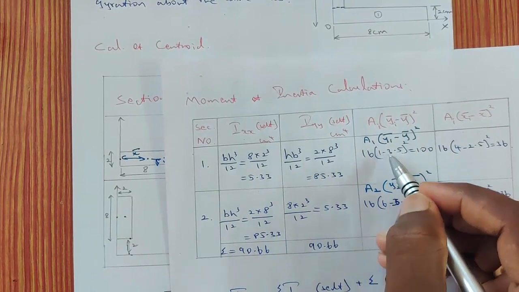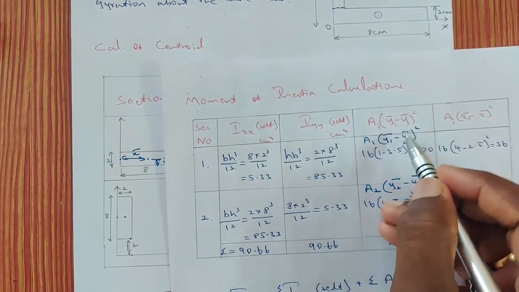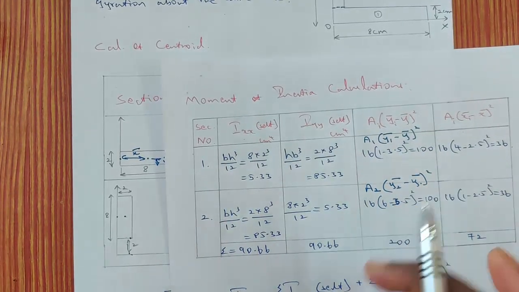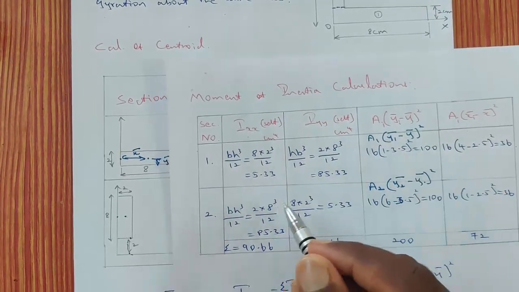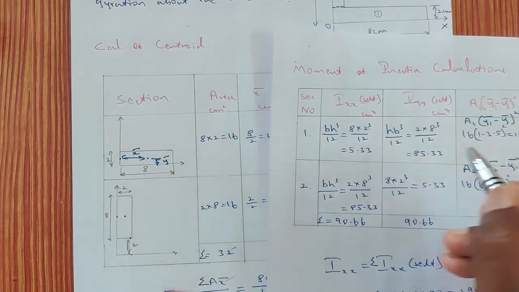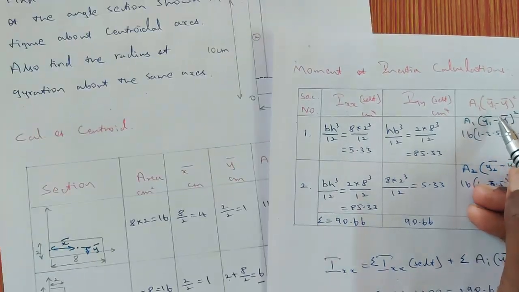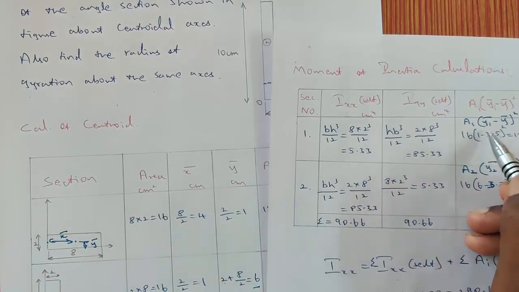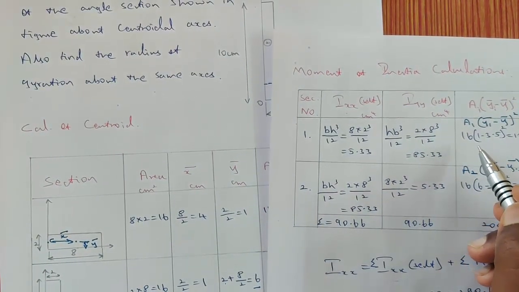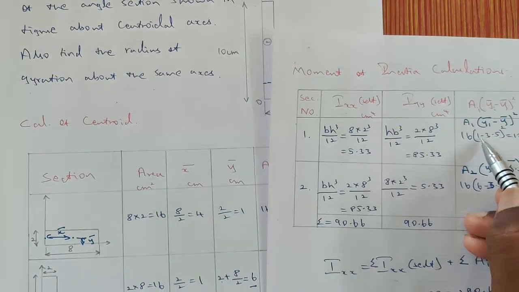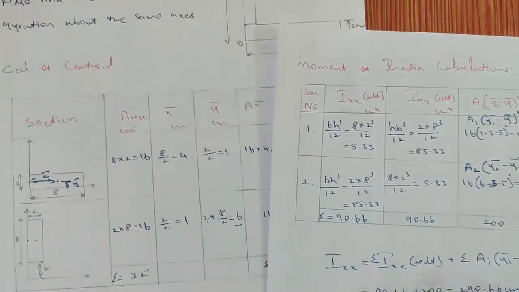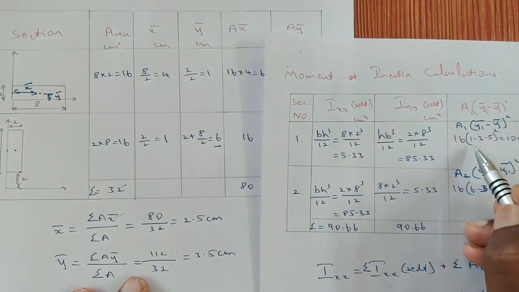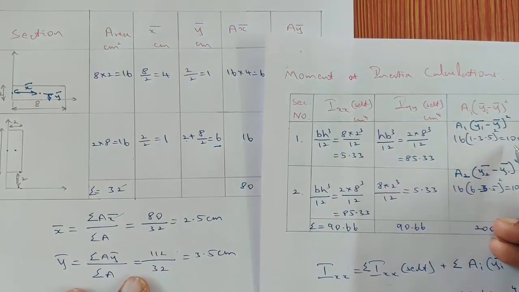Here for the first section, this A is A1 and the term is A1 times Y1 bar minus Y bar the whole square. A1 is the area of section 1, it is 16, and Y1 bar is the y bar value of section number 1. It is 1. Y bar is the centroidal value, it is 3.5 centimeter. So it is 16 into 1 minus 3.5 the whole square, which is equal to 100.